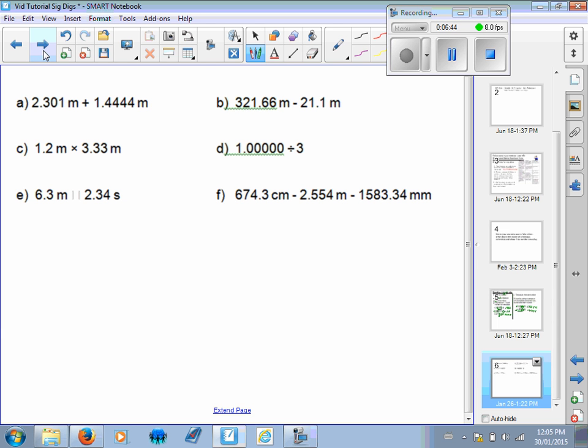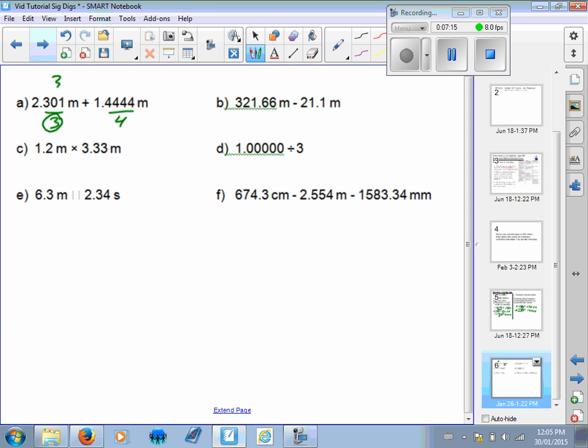So hopefully you've read the information in the basic stuff handout. There are 2 different rules for significant digits. If you're doing just adding and subtracting, then you take the number of digits after the decimal place. The smallest one decides what your answer is going to have. So for the first example, 2.301 has 3 numbers after the decimal place. 1.4444 has 4. The smallest of those 2 numbers is 3, so our answer has to have 3.